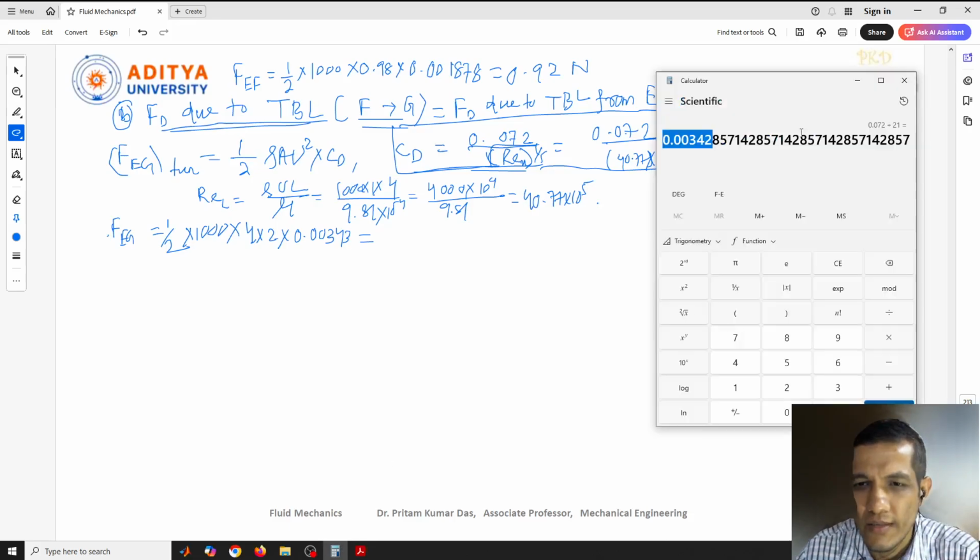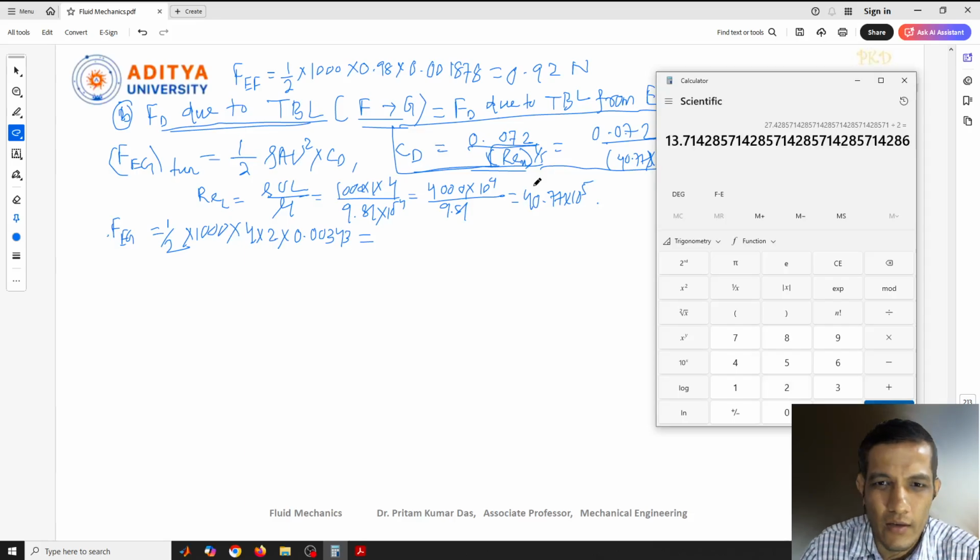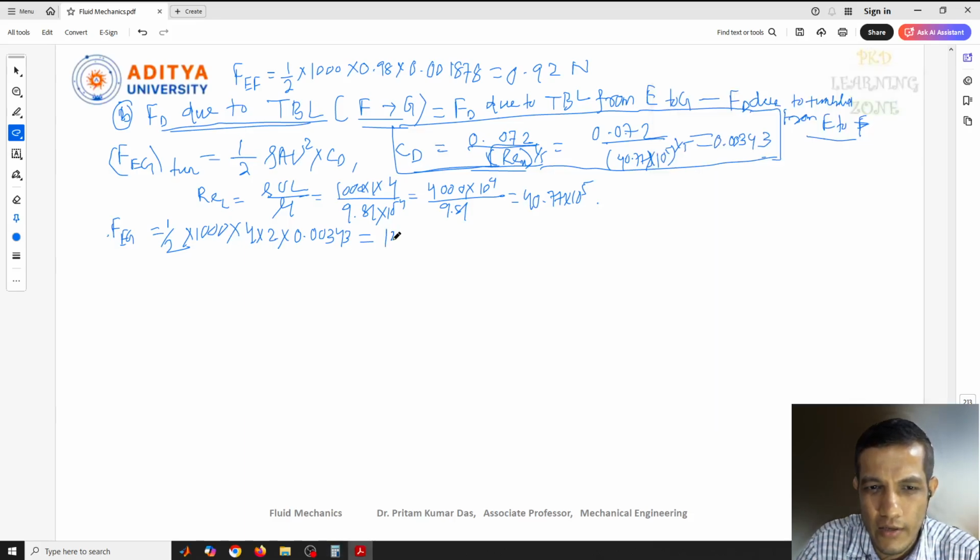Let's solve it. So this value already there. So multiply along with this 4 into 2 into 1000 and divided by 2, 13.71. So the force we got here 13.72 Newton.